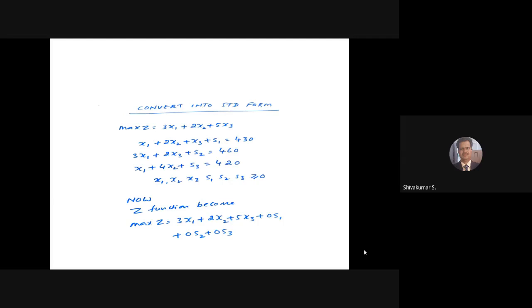Similarly, the second equation, 3x1 plus 2x3 plus s2, that is the second slack variable you have introduced to convert the less than sign into an equal sign, equals 460.